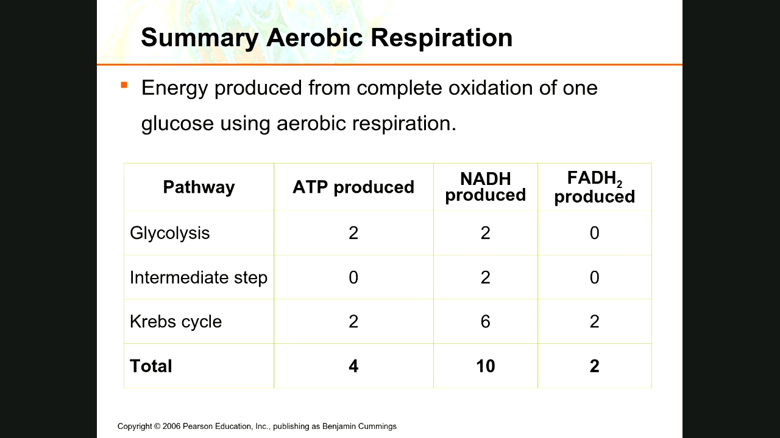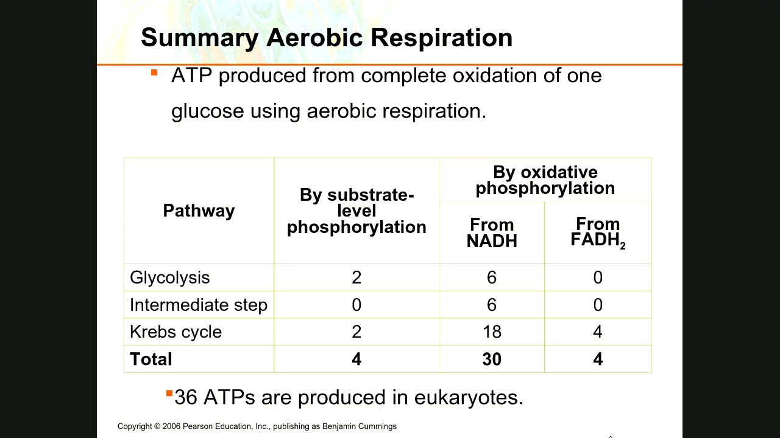Now this next table, these are numbers of ATPs. All these numbers are ATPs. Again, we already know 2 in glycolysis and 2 in Krebs, and they're the result of substrate-level phosphorylation, where an organic compound with a phosphate group transfers it to ADP to make ATP. But all the rest is made through oxidative phosphorylation.